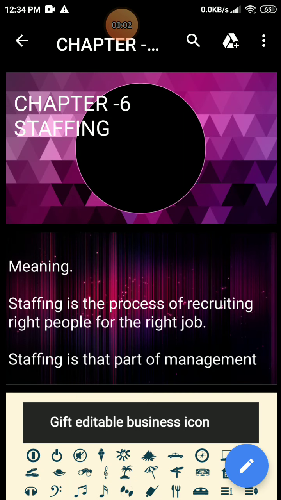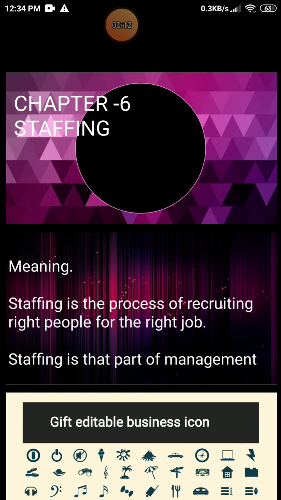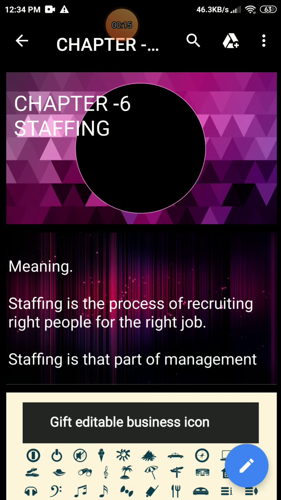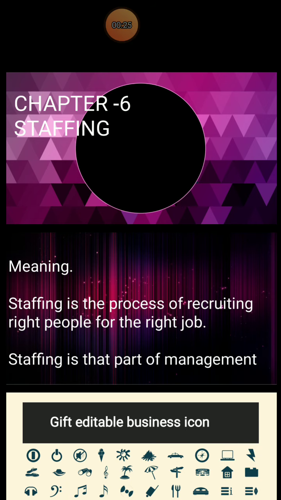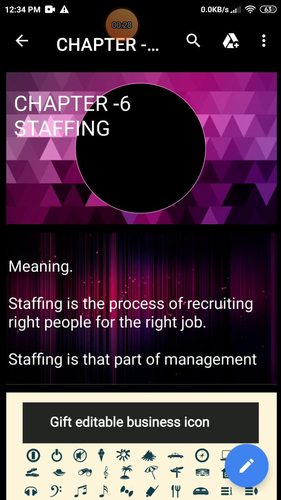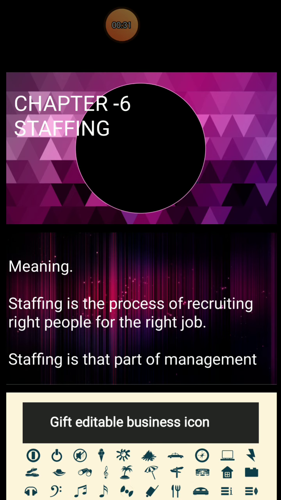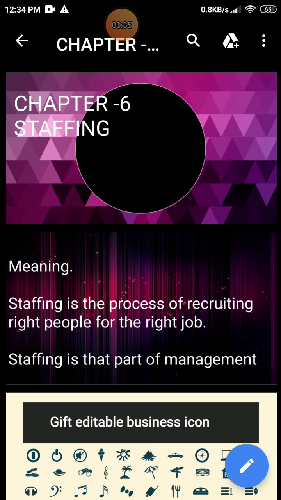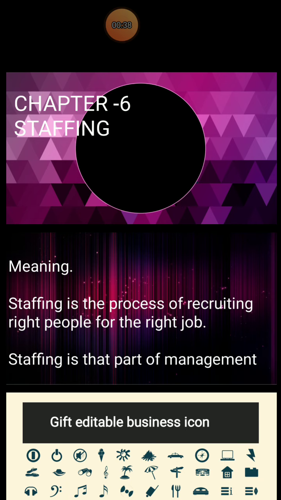Yes, today I would like to discuss chapter 6, Staffing, in the Business Studies subject. As we have discussed the previous two functions of management, planning and organizing: planning is where we decide in advance what the company needs to achieve, how it is going to achieve it, and with which methodology. Everything has been clearly discussed in the planning chapter.